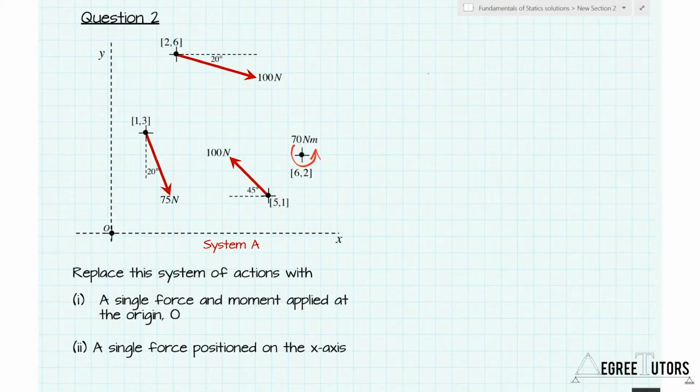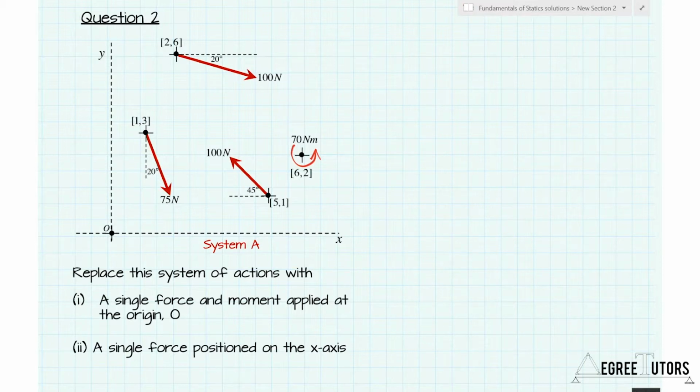Okay, in this question, we have a system of forces which we're going to call system A. And we want to do two things. We first of all want to replace that system of forces with an equivalent system. And our equivalent system has a single force and a moment, both applied at the origin. We then want to take our system and replace it with an equivalent system that is simply a single force. Okay, so without a directly applied moment.